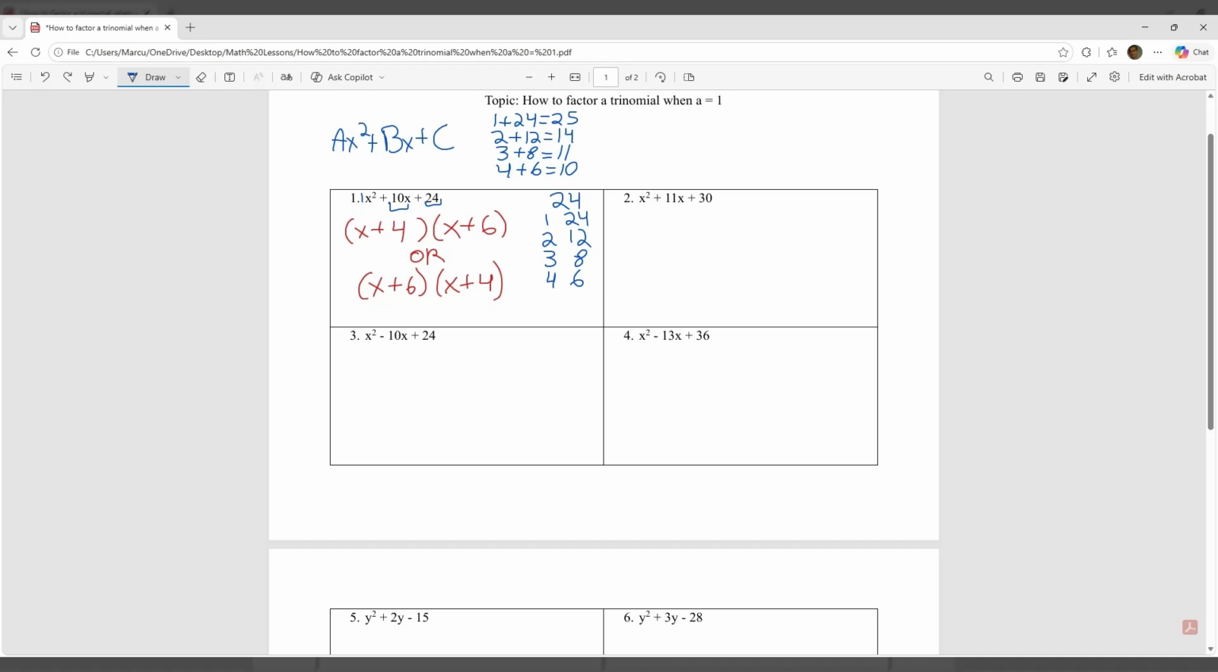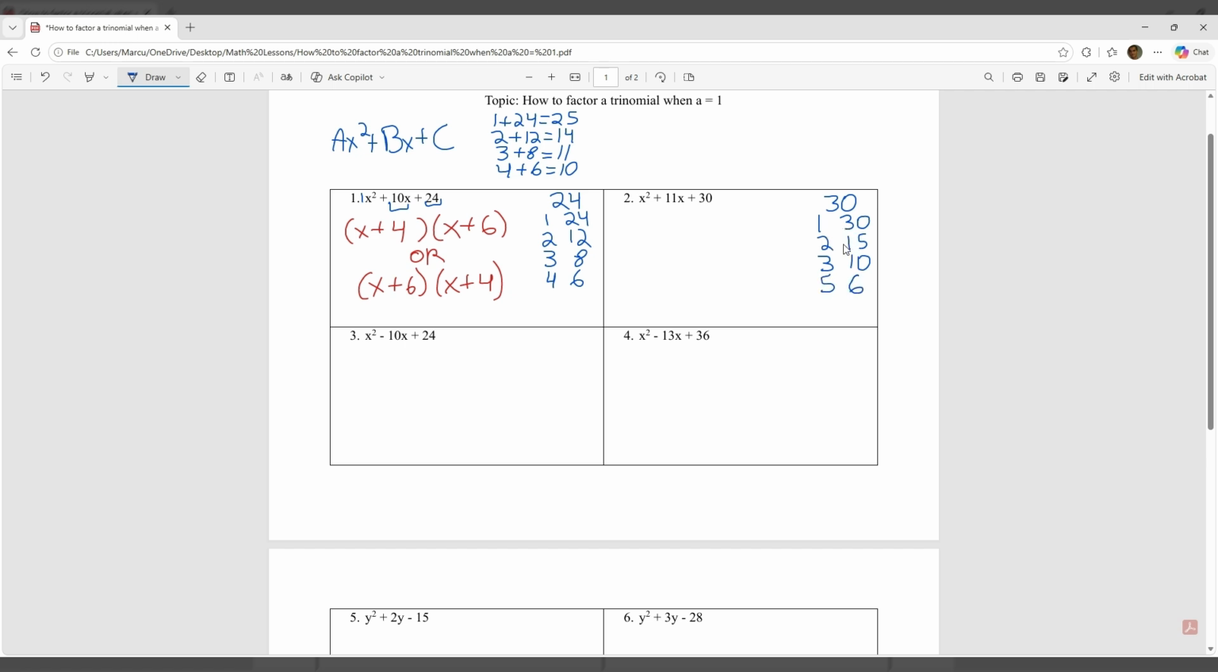Welcome back. Now we're going to go over question number 2. Question 2 is similar to question 1. You want to start by listing the factors of c, which in this case is 30. So again, we start listing them in order. 30 divided by 1 will give us 30. 30 divided by 2, 15. 30 divided by 3 is 10. 30 divided by 4 is not going to work. That's going to give us a decimal, so we don't do 4. 30 divided by 5 will give us 6.